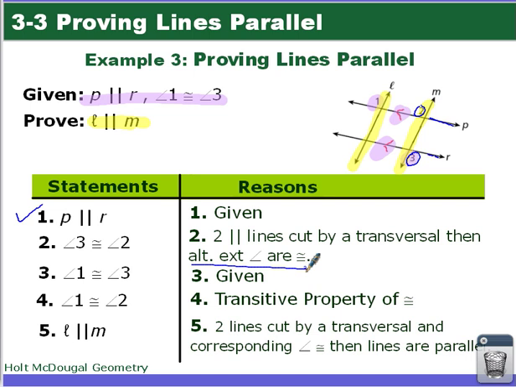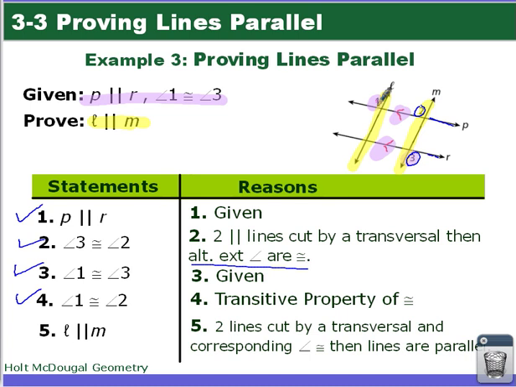Angle 1 and angle 3 are congruent. We're given that. So that's the reason for that one. And then angle 1 is congruent to angle 2. It's the transitive property of congruence. Since 3 is congruent to 2 and 1 is congruent to 3, we can say that 1 has to be congruent to 2.